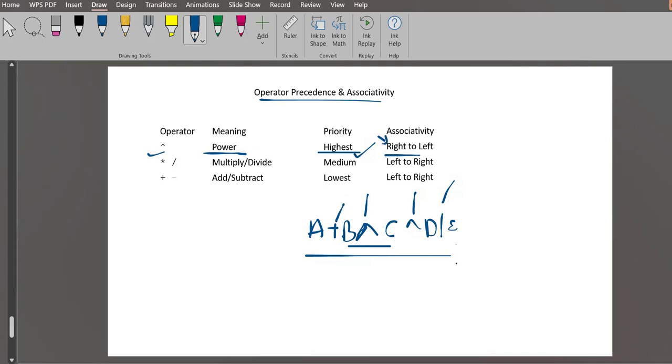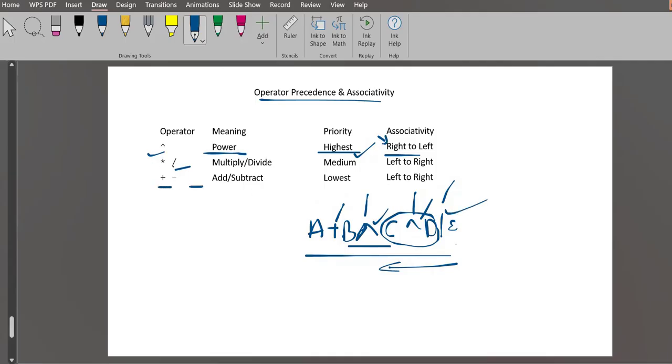This side is right. So which one is first from the right? This one. So you have to solve this one first, and then this one, and then we have divide. So divide needs to be solved, and then plus and minus.